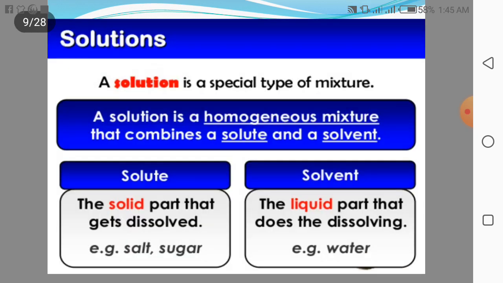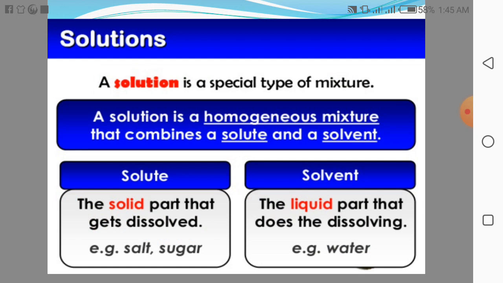Now we will discuss solutions. A solution is a type of mixture. Solutions are made by mixing a solid and a liquid. If the solid dissolves, it spreads out in minute particles throughout the liquid, so they can no longer be seen. The amount of solid that will dissolve in a liquid depends upon the amount of the liquid used and the temperature of the liquid.